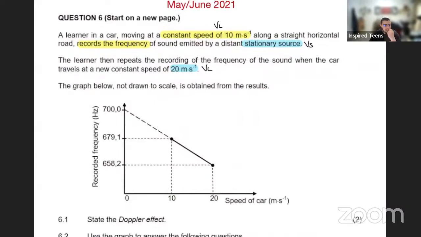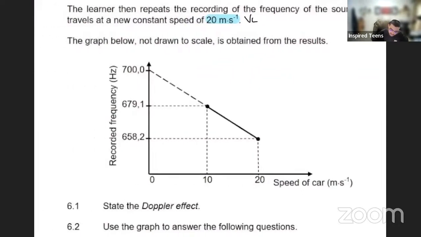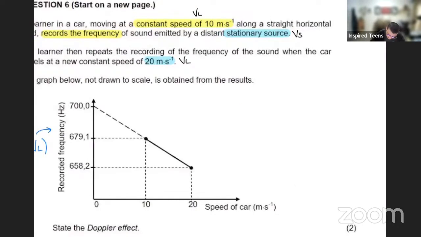The graph below, not drawn to scale, is obtained from the result. So here we have a recorded frequency versus speed of car. Now you must understand, whenever we have recorded frequency, this is always the frequency detected by the listener. Okay, so please note, here we have a car, like a normal looking car for once, moving towards a stationary sound source. I don't know, let's just throw a speaker, I guess. Okay, stationary sound source and a moving car moving towards the stationary sound source, right?